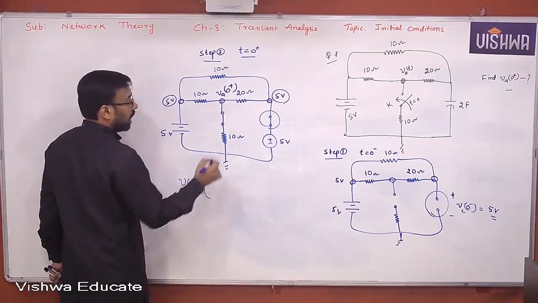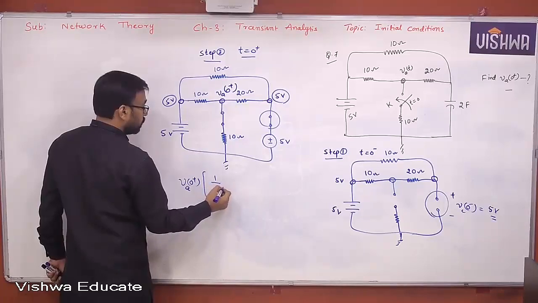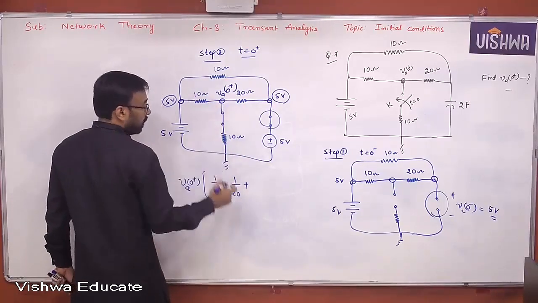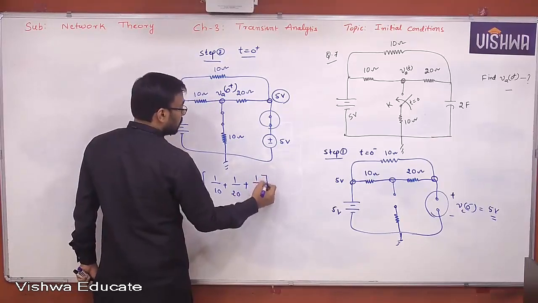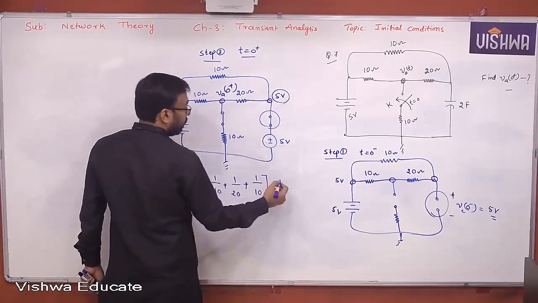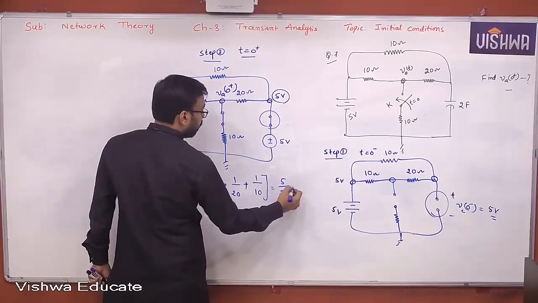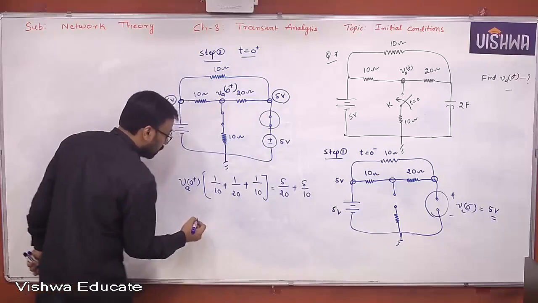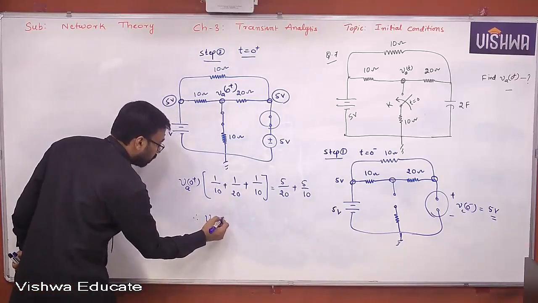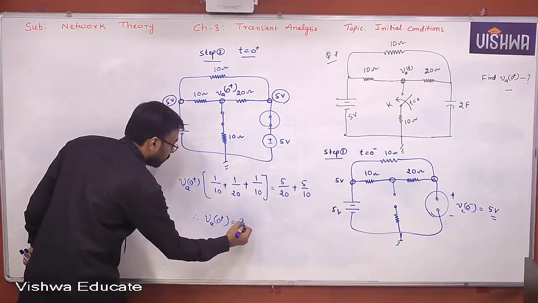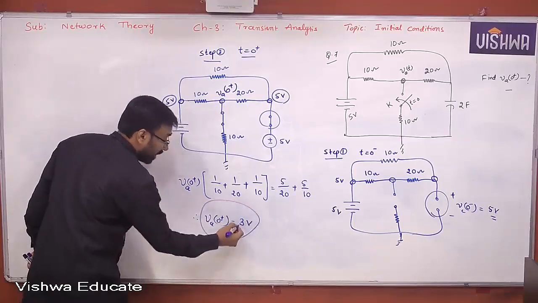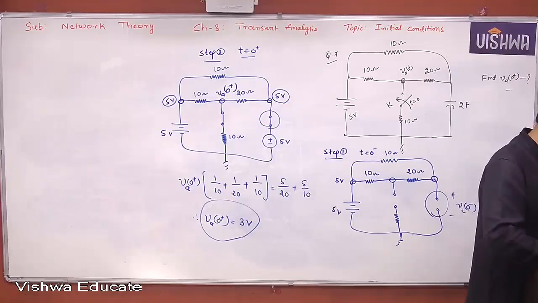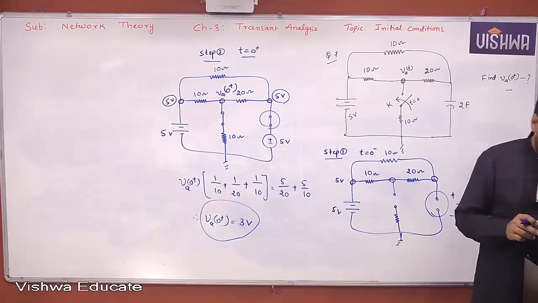I'm using inspection. 1 by 10, 1 by 20, 1 by 10 is equal to 5 by 20, 5 by 10. That's it. Solve this. VA of 0 plus, you will get 3 volts as the answer. You calculate it, I'm sure that you'll be getting 3 volts. Let me check once. Yeah, the answer is supposed to be 3 volts.